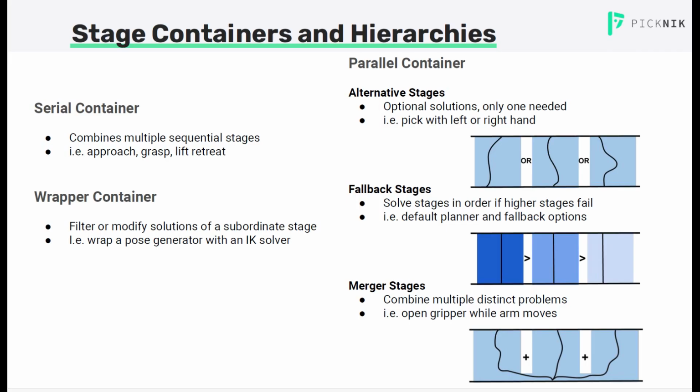Now we've got merger stages. Merger stages allow multiple distinct actions to happen at the same time. For example, the robot could open its gripper while simultaneously moving its arm to a new position. This can make tasks more efficient by combining compatible actions. Parallel containers give flexibility in how tasks are performed, allowing for multiple approaches, backup plans, and simultaneous actions. This makes robotic tasks more adaptable and robust.